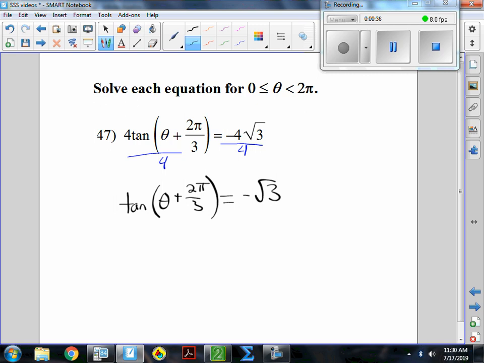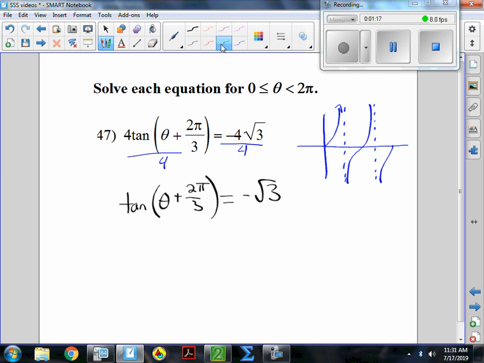So I want to know for what angle is tangent equal to negative root 3, from 0 to 2 pi. So if I think about it, I do have a transformation taking place. The plus 2 pi over 3 means the whole graph is shifting left 2 pi over 3. But if I just focus on the basic tangent curve from 0 to 2 pi, that's my tangent curve. I'm looking for where it is equal to negative root 3.